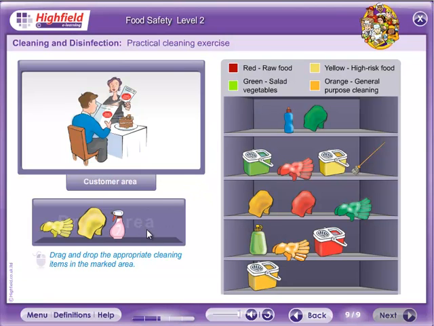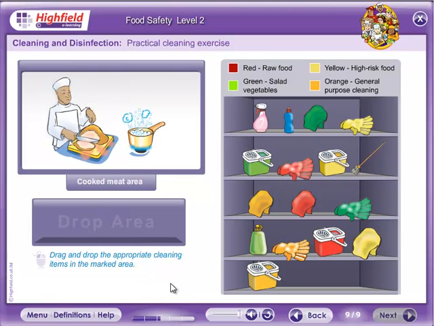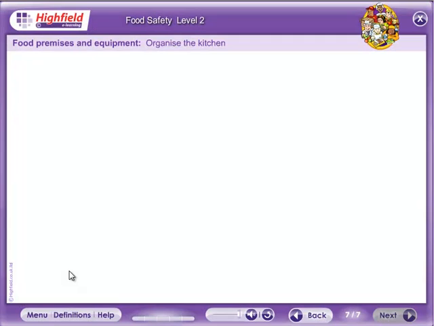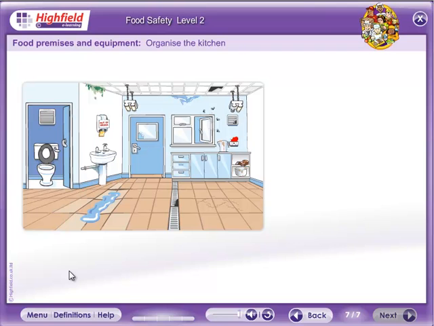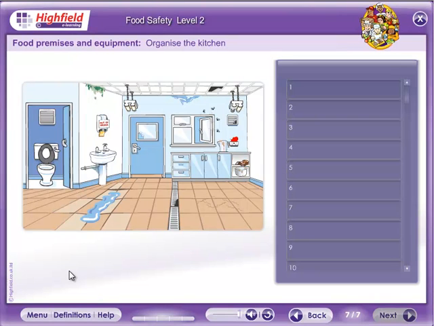Sanitizer. That's right. This area should be thoroughly cleaned and disinfected with a sanitizer. A yellow cloth should be used to prevent contamination. Orange, yellow gloves. Yellow. As we've seen, the design of food premises plays an important role in avoiding contamination of food.